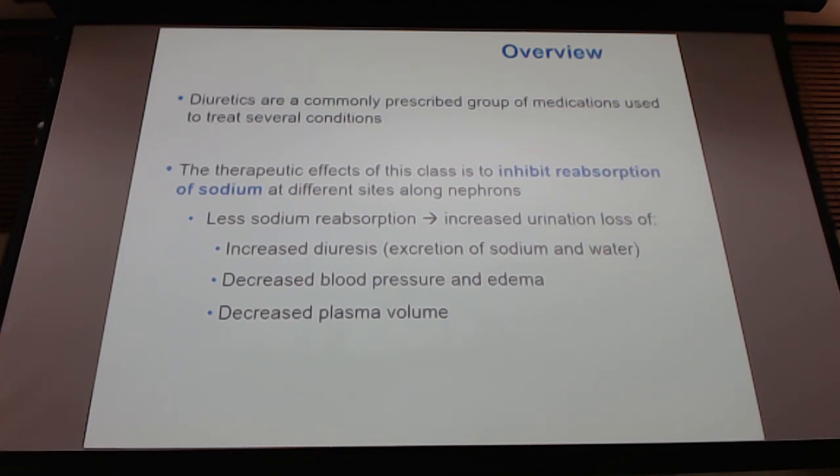The therapeutic effect of this class is to inhibit reabsorption of sodium, and where sodium goes, water usually follows. Using this, we'll have increased urination, which leads to increased diuresis, a drop in your blood pressure, and less edema, because you're losing that water. This will also lead to decreased plasma volume. Sometimes patients will come in and say, oh, I'm on a water pill. This is what they're referring to as a diuretic.